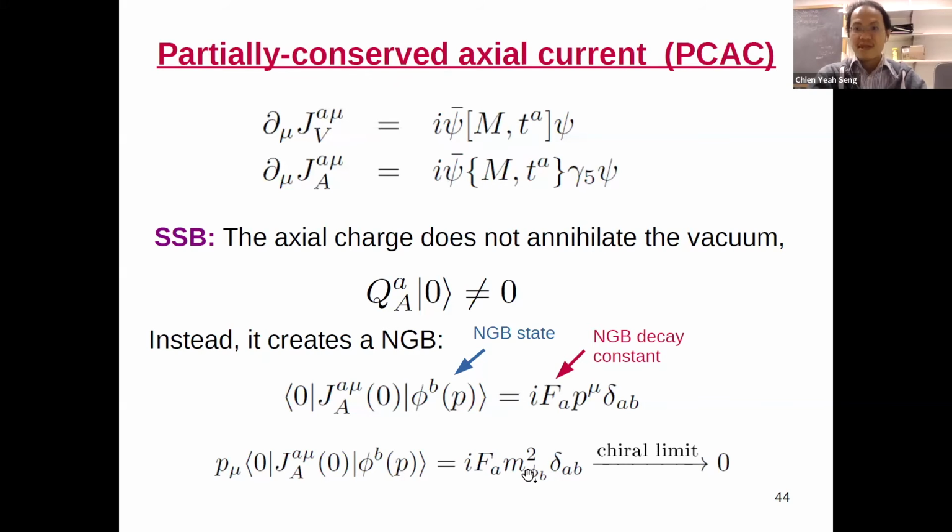So if the quark masses are zero, then the Nambu-Goldstone boson will be massless, which means the right-hand side equals zero, which means the total derivative of the axial current will be zero. So the fact that in the chiral limit, here meaning the limit where all the quarks are massless, the total derivative of the axial current is zero is known as the partially conserved axial current.